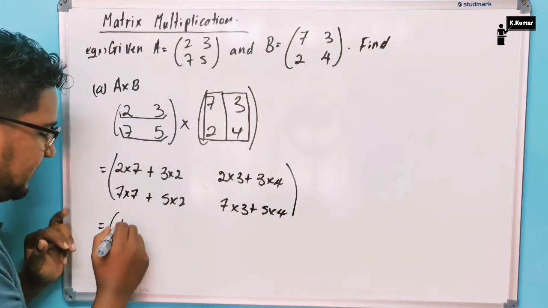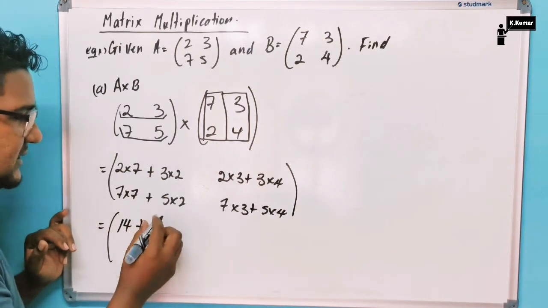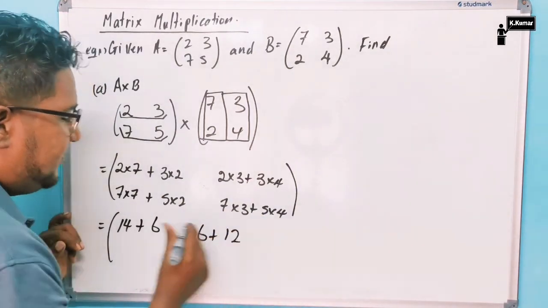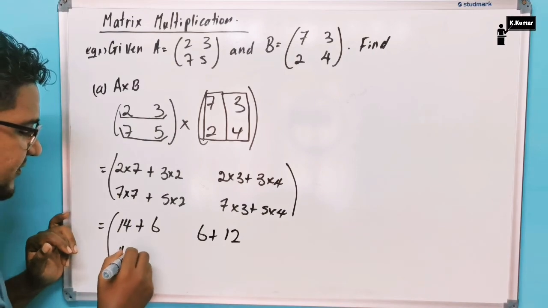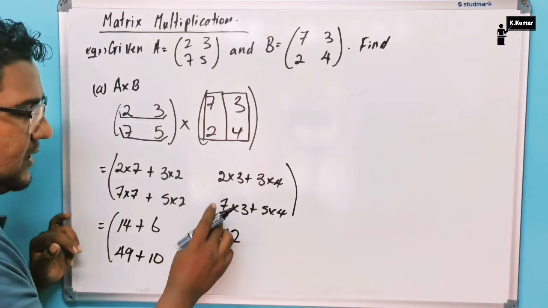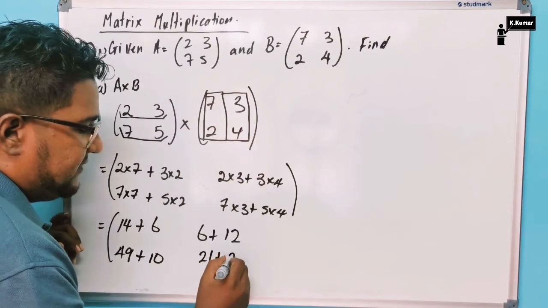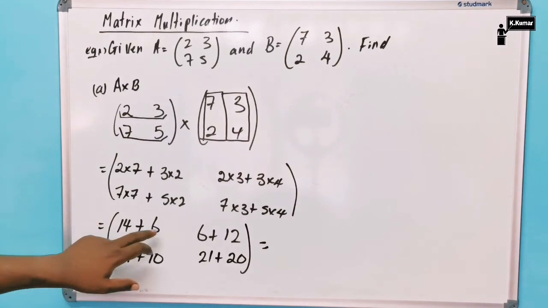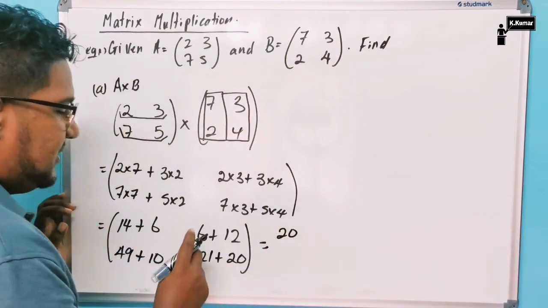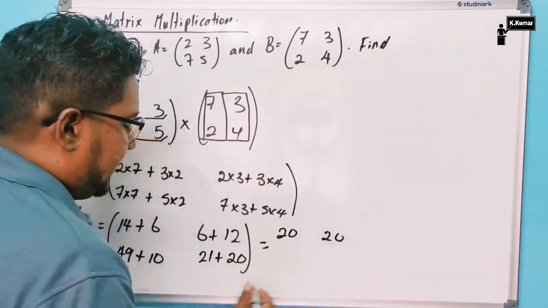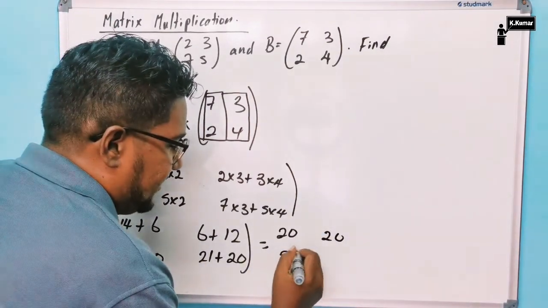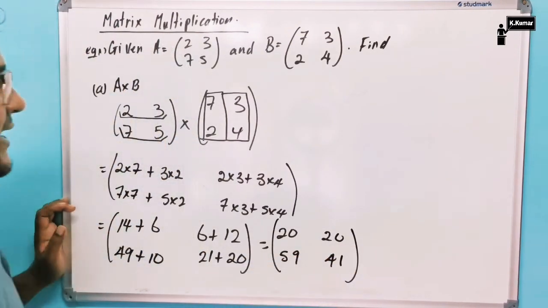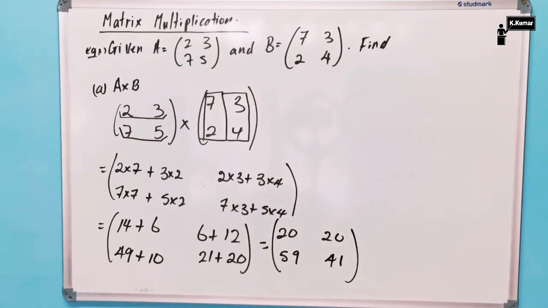So 2 times 7 is going to give me 14 plus 3 times 2, 2 3s are 6, plus 3 4s are 12, 7 7s are 49 plus 5 2s are 10, and 7 3s are 21 plus 5 4s are 20. Good, so 14 plus 6 is going to give me 20, 6 plus 12 is going to give me 20, 49 plus 10 is going to give me 59, and 21 plus 20 is going to give me 41. So your answer is 20, 20, 59, 41.